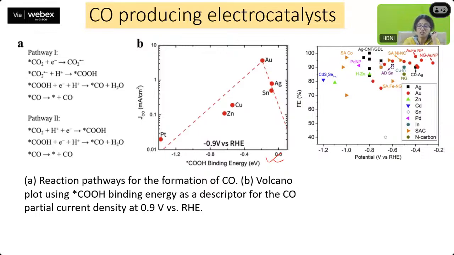So you have all this volcano plot over here, and you can see over here for the CO producing, it is the gold which acts as a very good catalyst in this particular case. Okay, gold is a very important catalyst, as you can see over here, the efficiency as well as the potential, all these values match in case of a gold-based catalyst.